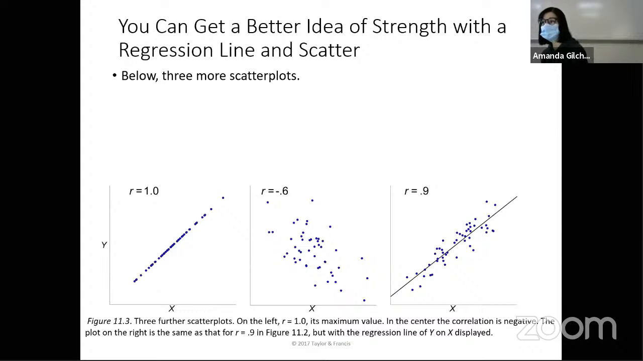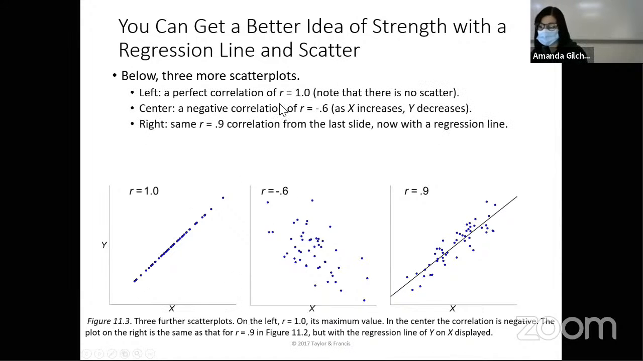Well, I hate to break it to you, if you're looking at psychological variables, this is never going to happen to you, ever, ever. That's a promise. So this is a perfect correlation. There is no scatter here. Here is -0.6. So here, as X increases, Y decreases.